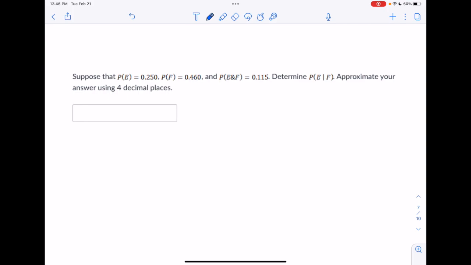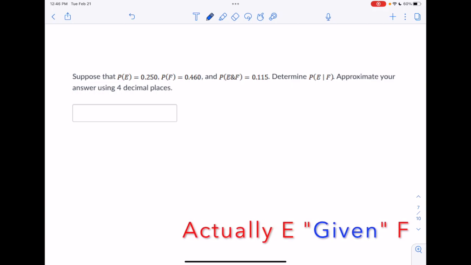Suppose that the probability of E equals 0.250, the probability of F is 0.460, and the probability of E and F is 0.115. Determine the probability of E and F and approximate your answer using 4 decimal places.